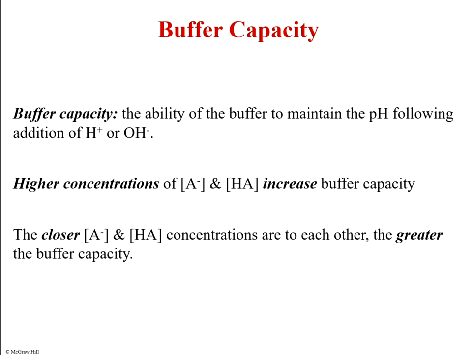This is one of the most important drivers of buffer capacity. The second thing that's important to buffer capacity is having the weak acid and weak base concentrations being close to one another. That means that you really want to have a buffer that has a pH near to the range that you want to maintain the pH for your system. That way you have an ability to respond to an added acid or to added base.